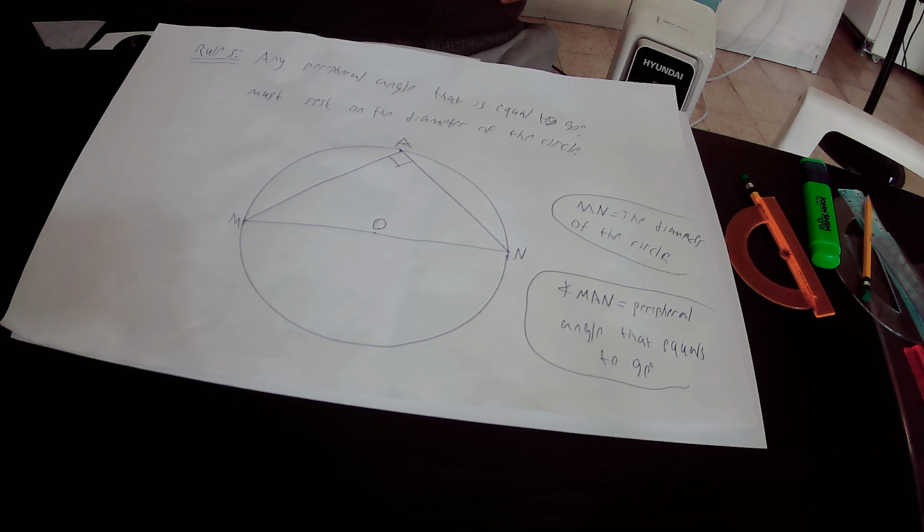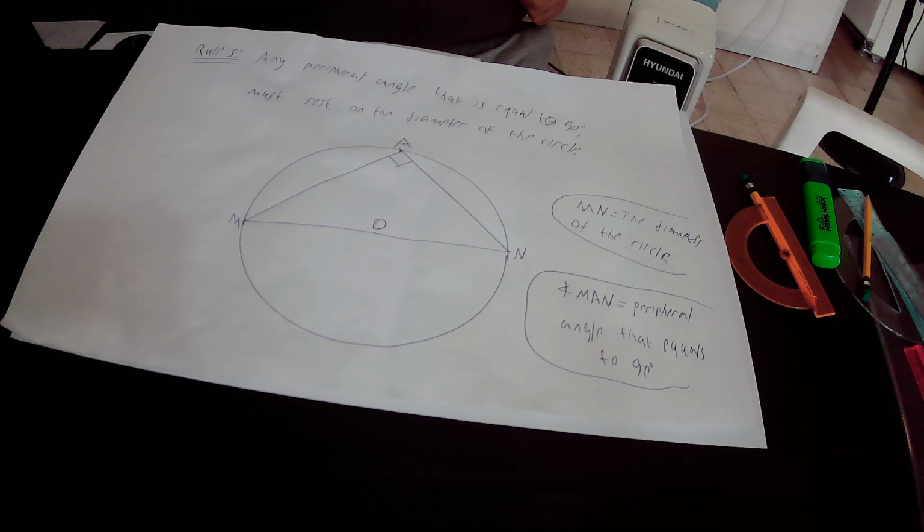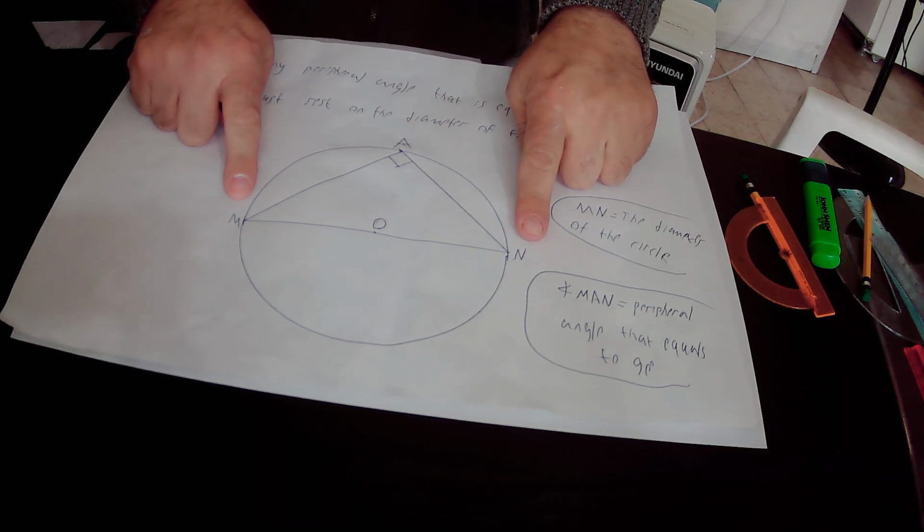So we have in the drawing a circle. Inside this circle we have peripheral angle MAN. This peripheral angle MAN equals 90 degrees in size. Therefore, according to rule number 5, peripheral angle MAN must rest on the diameter of the circle. From the drawing itself, it is very easy to see that peripheral angle MAN rests on chord MN, and indeed chord MN is the diameter of the circle.